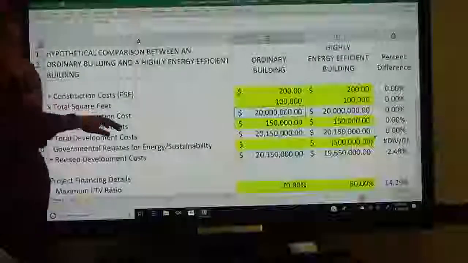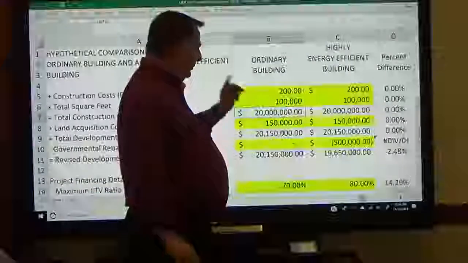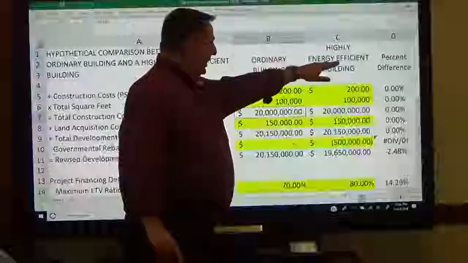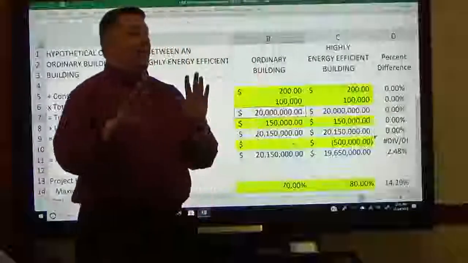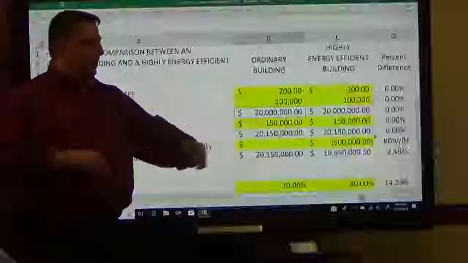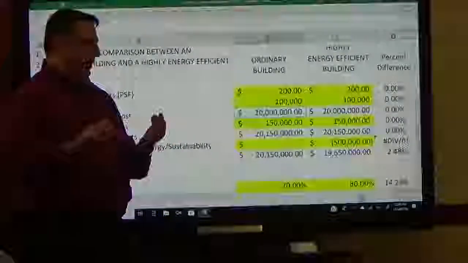Okay, so up to this point, let's make the assumption that an ordinary building and a highly energy efficient building are the same cost per square foot, which they can be, but in other instances they may not be. That's where the model allows you the flexibility to tinker around.